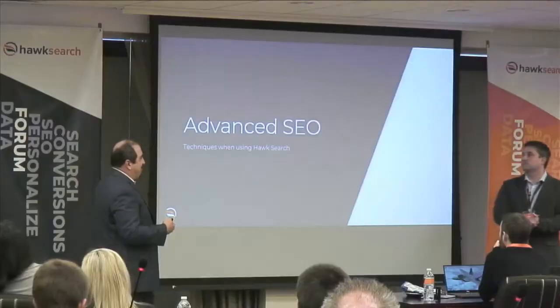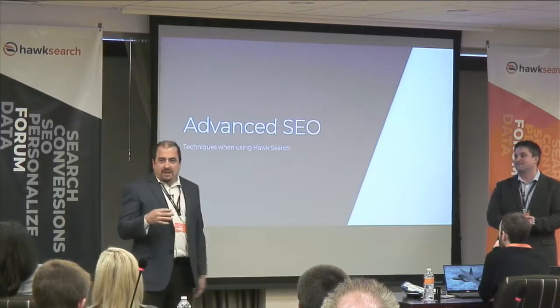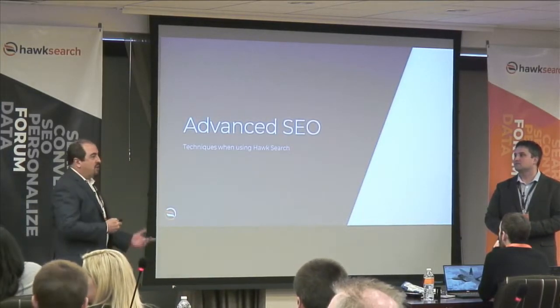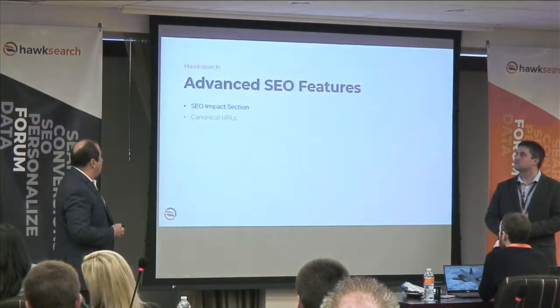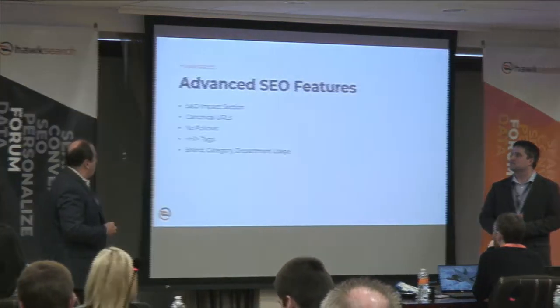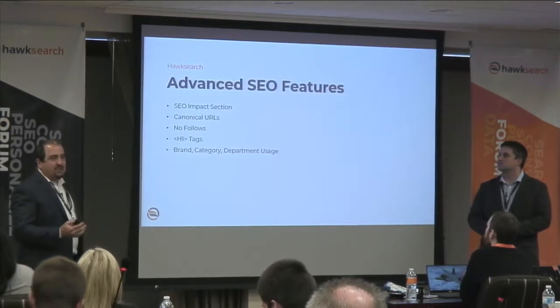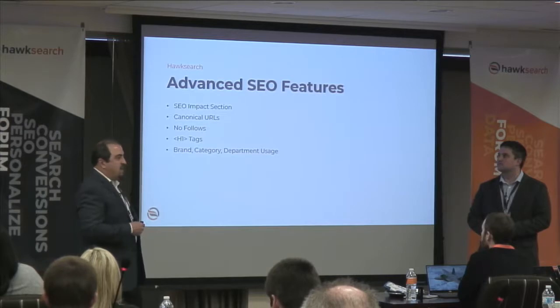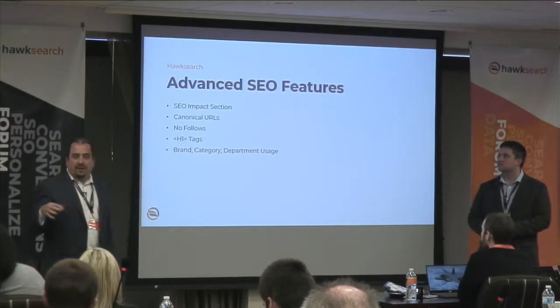Okay, so advanced SEO. This is where you've gone through some of the basics. Again, we can't cover everything today because there's so much to talk about, but we're going to cover some of the more important features for the advanced side. Really what you're looking at here is the impact section. We talked a little bit about the canonical URLs, and we're going to give you an example of what that looks like. And then no follows. Do we know what a no follow is? Has everybody heard that term in here?